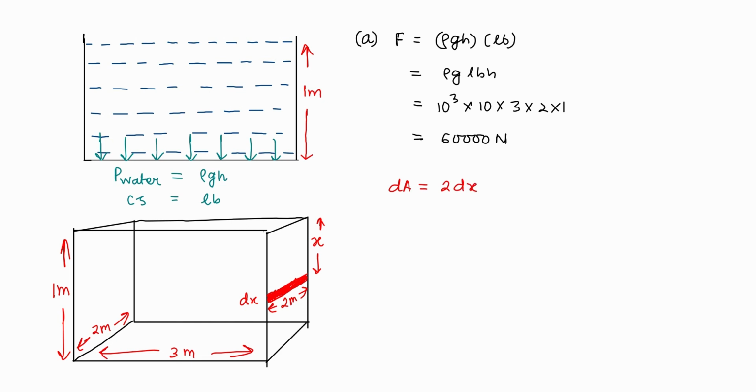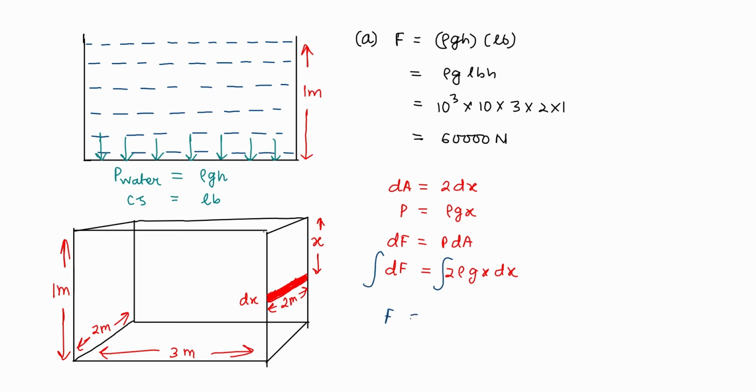The pressure exerted due to a depth x is equal to rho gx, and hence the force, which is equal to P dA, can be written as 2 rho gx dx. So this is going to be the force exerted on this vertical wall of dimension 2 into 1, and if we integrate both sides, we can get the value of force.